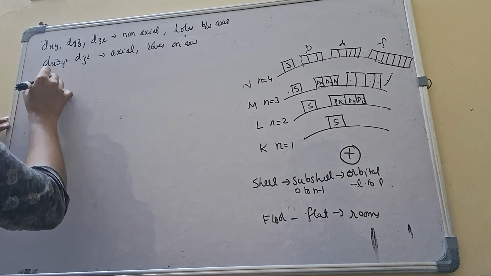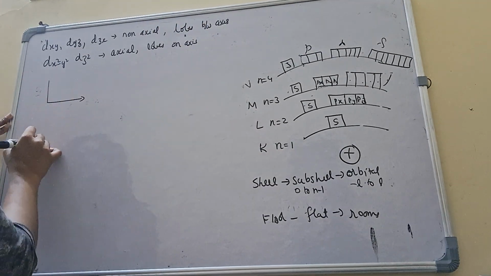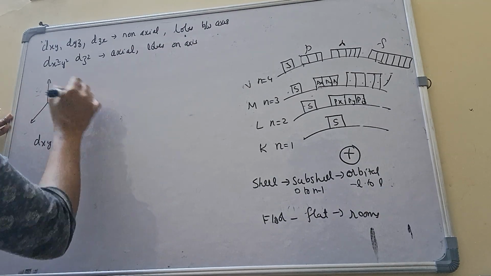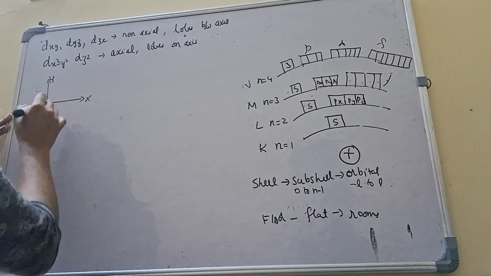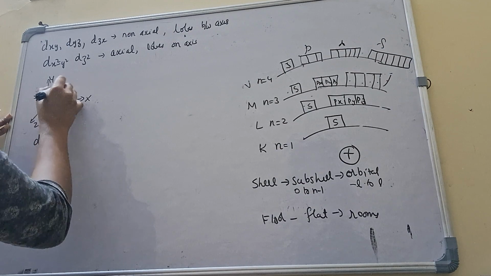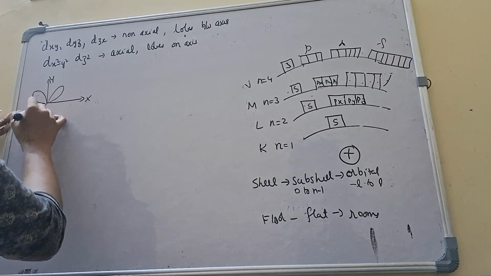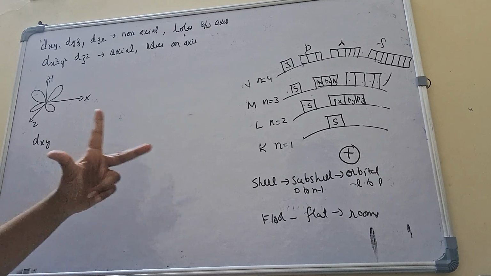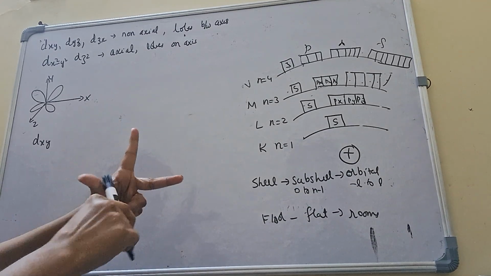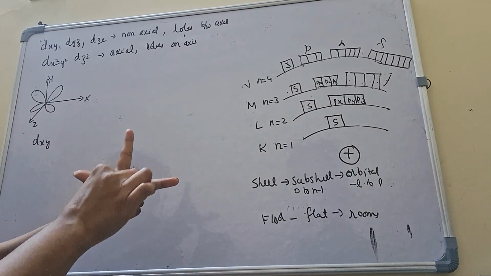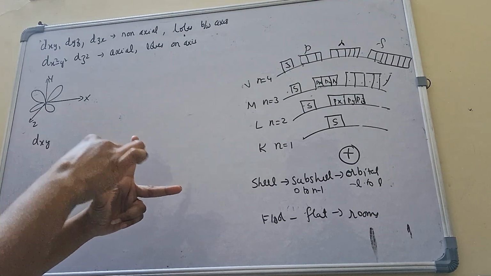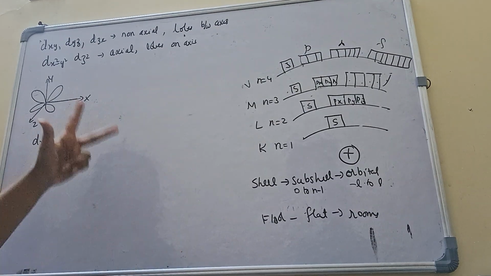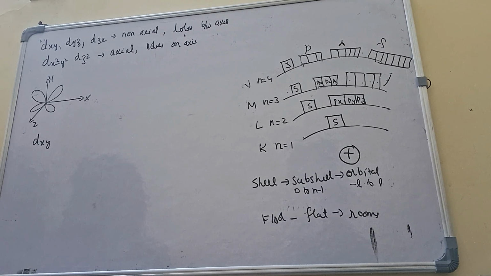What is this dz? Look at that. We are trying to write dxy now. So this is your x, y and z axis. dxy means it is between x and y like this. You have to feel it in 3D. So imagine this is x, y and z. When I say dxy, one lobe is here, one is here, one is here and one is here. So this is what your dxy is.